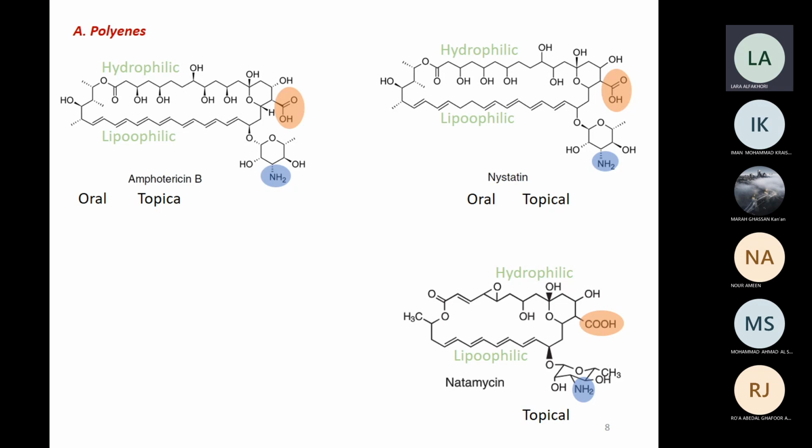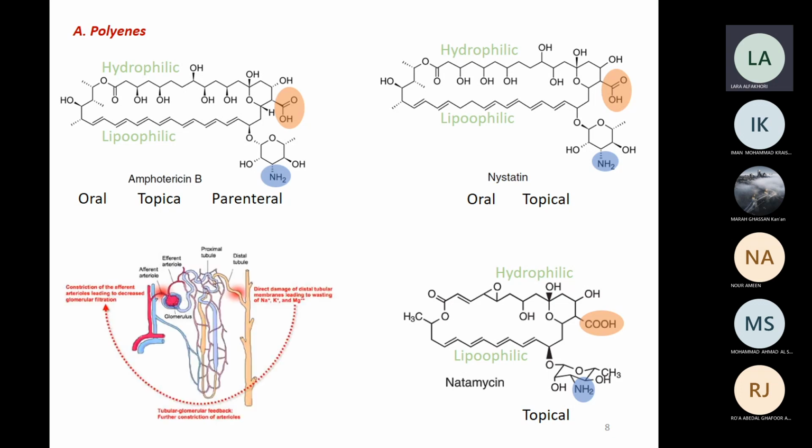And for sure, they can be used topically. Only amphotericin B is given parenterally for treating systemic fungal infections. Not because nystatin and natamycin cannot be prepared for parenteral preparations, but the problem with those two drugs, nystatin and natamycin, is that they are toxic at therapeutic levels.